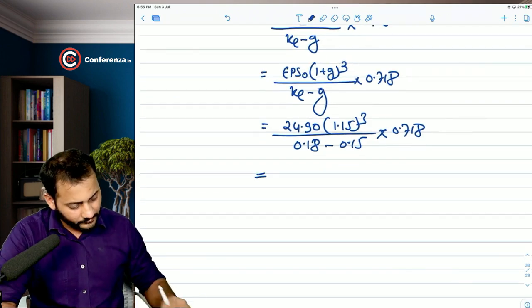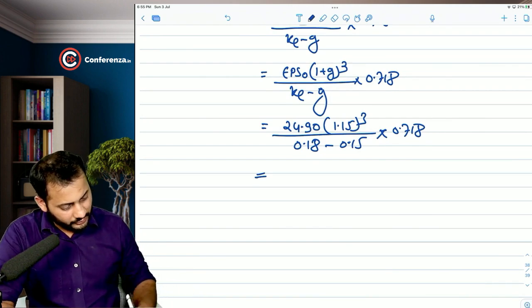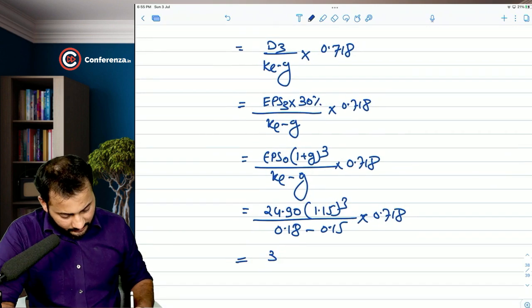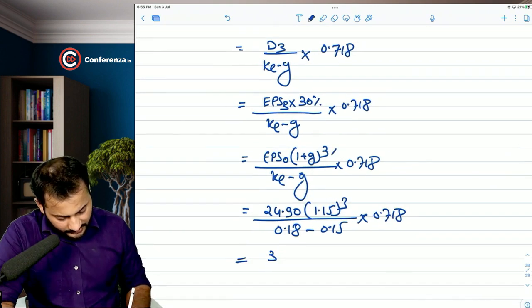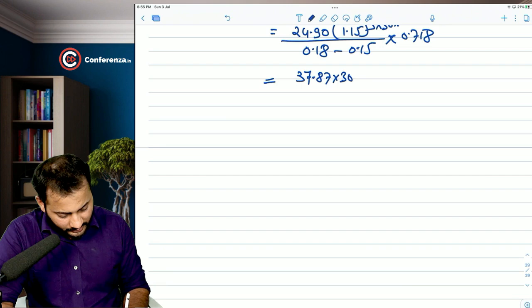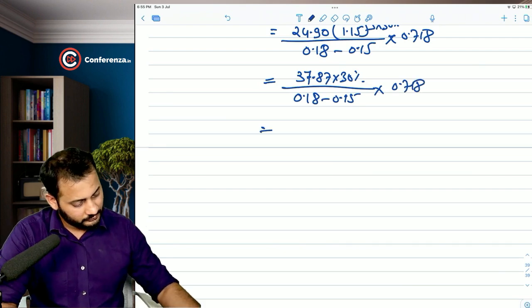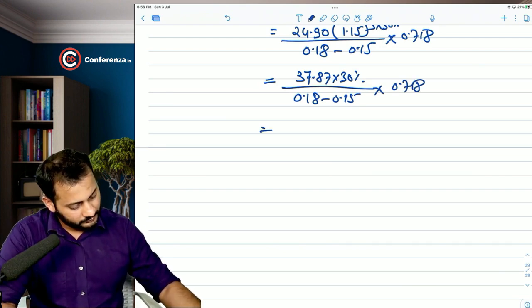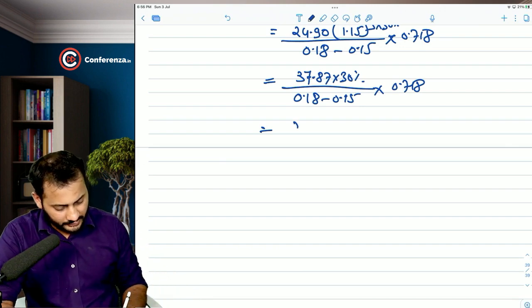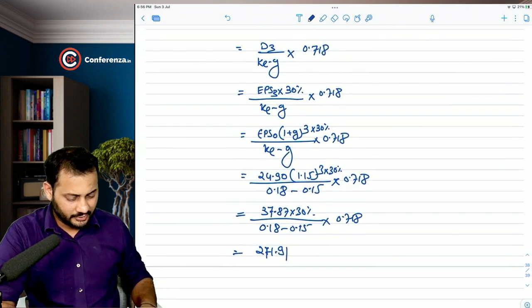Again, 1.15 into equal to into 24.90. So it looks like this. Okay, yeah, I am missing this 30% here. So let's just put it 30%. So 37.87 into 30% is the dividend of that year. Your answer is ready. 271.91 roughly, if you directly calculate it.